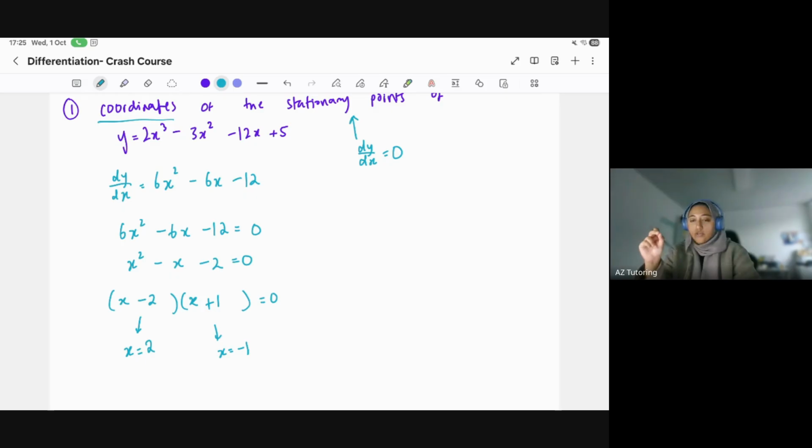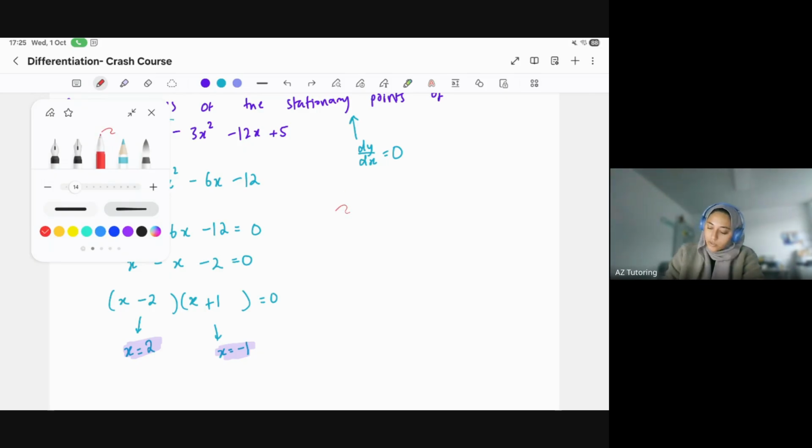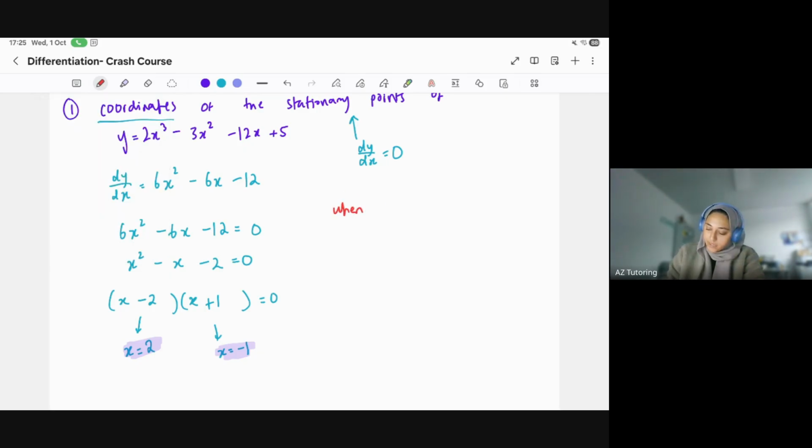So to find the coordinates, so the y part, we need to substitute these two separately, obviously, back into the original equation to find out what the corresponding y value is. I'll just do it in red over here. So when x equals 2, I'm just going to substitute in here, but I'm not going to do it in full for the sake of time, but you'd substitute 2 in. So 2 cubed is 8 times 2, which is 16 minus so on. So when you substitute that in, you get y equals 12.